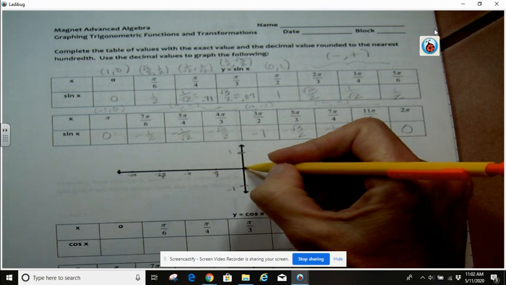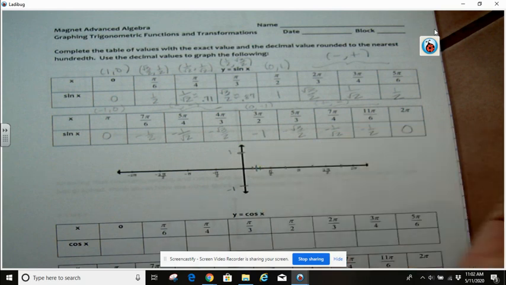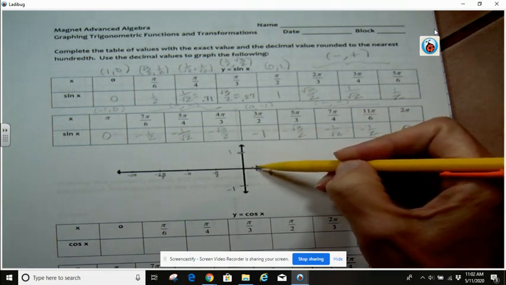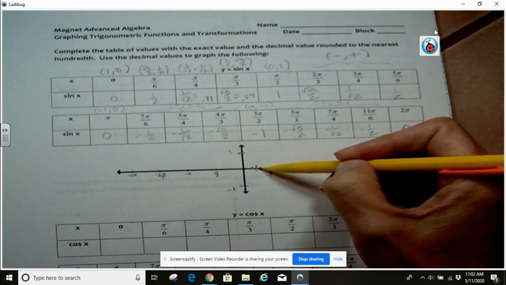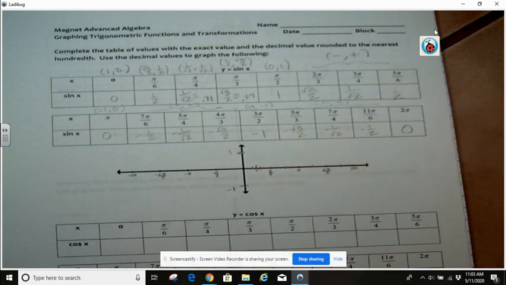So it would go from 0 to 30, and then 30 to 45 and 45 to 60, and then 60 to 90. So you've got to kind of space it out accordingly. It goes from 0 to 30, so that's a 30-degree jump. From 30 to 45 is a 15-degree jump. 45 to 60 is a 15-degree jump. And then 60 to 90 is back to a 30-degree jump. So it's not all spaced out evenly.